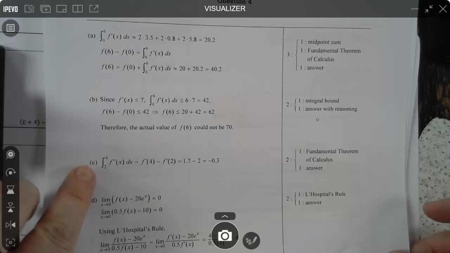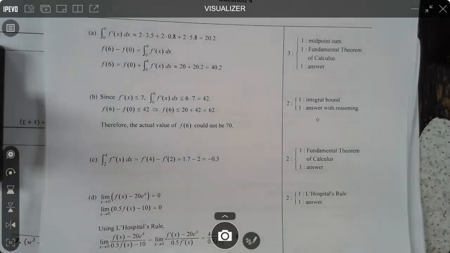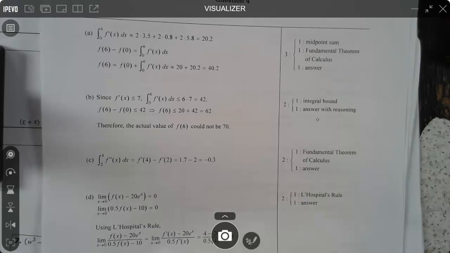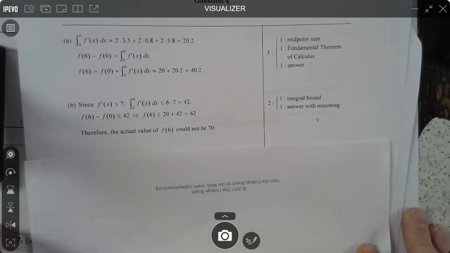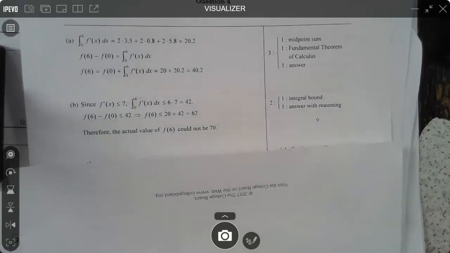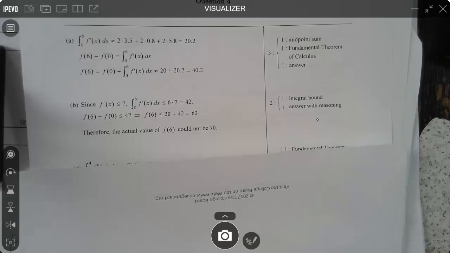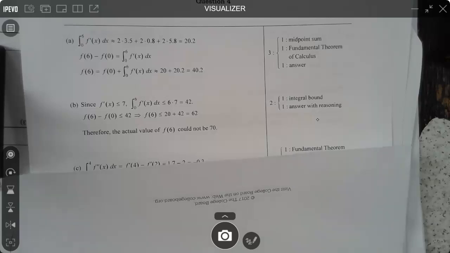I was trying to interpret. Let me just show you there. Don't look at that yet. Part B. The derivative is less than 7. From 0 to 6, I don't know why they're multiplying by 7. They're getting 42. I didn't either. And I tried to make sense of what they did, but I haven't had a chance to go back and look it up for y'all.